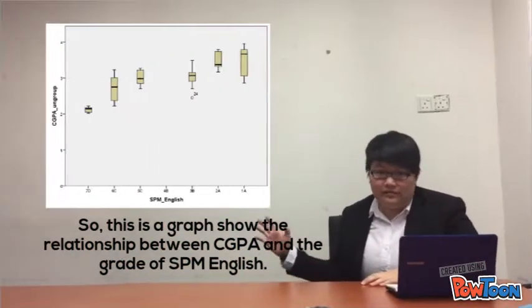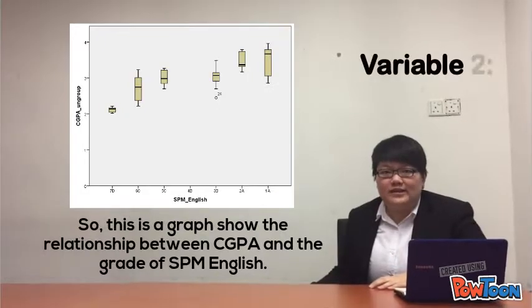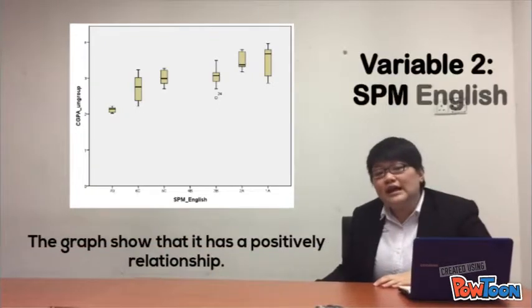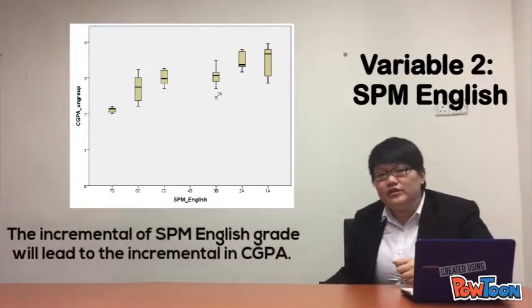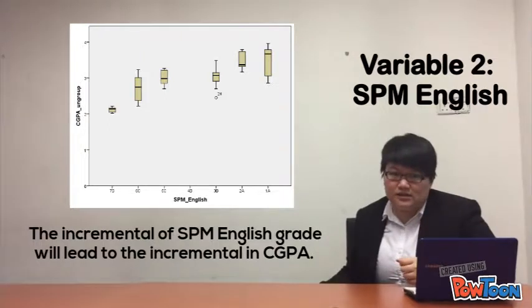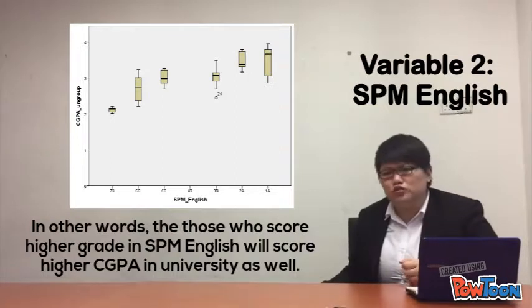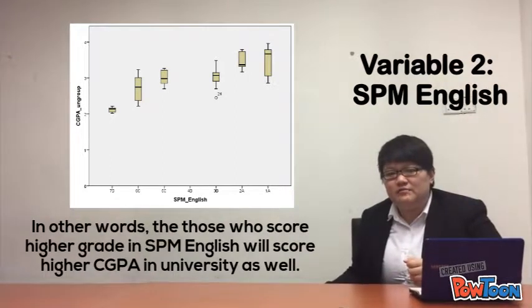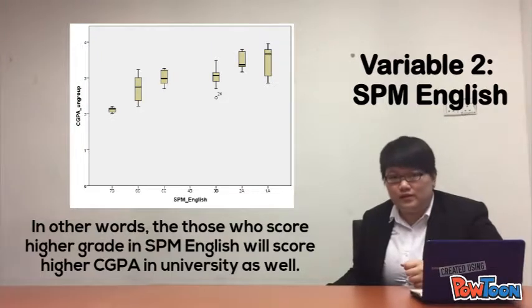So, this is the graph showing the relationship between the CGPA and the grades of SPM English. The graph shows that it has a positive relationship. The increment of SPM English grade will lead to the increment in CGPA. In other words, those who score higher grade in SPM English will score higher CGPA in university as well.